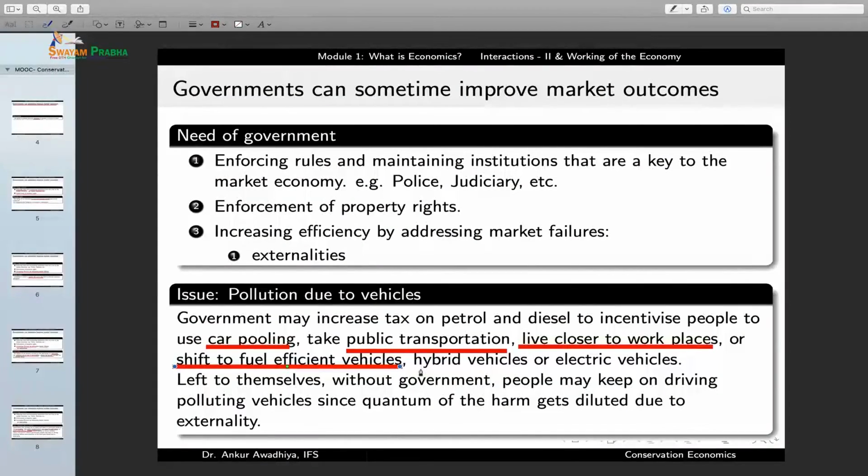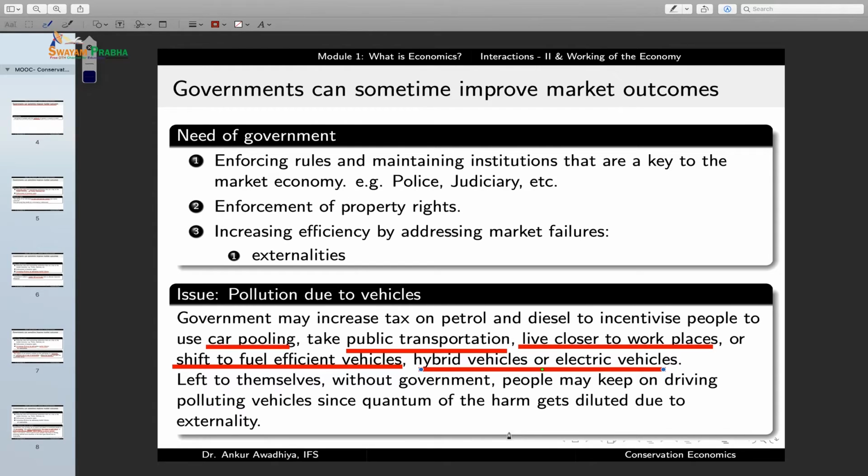especially if these fuel efficient vehicles also get a subsidy. So the government may increase taxation on the polluting vehicle, and the government may provide a subsidy to those vehicles that are non polluting, or shift to hybrid vehicles or electric vehicles for the same reason. Now, left to themselves without the government, people may keep on driving the polluting vehicles since the quantum of the harm gets diluted due to the externality.